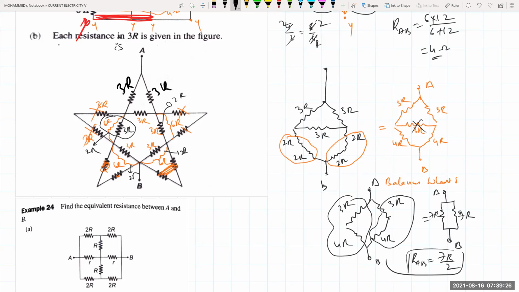6R and 3R will be in which combination? Parallel. 6R and 3R in parallel. So that will become 2R, this will become 2R, this is 2R, this is 2R. So these 2R will be again in series, 4R, 4R. So that will be equal to... now see whether it is forming a Wheatstone bridge or not.